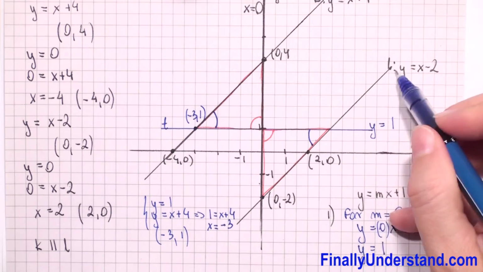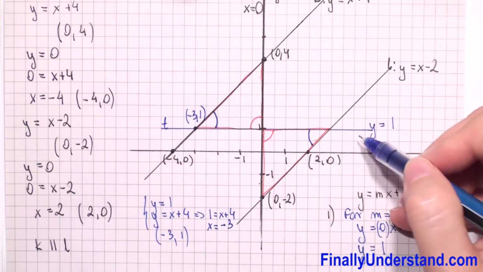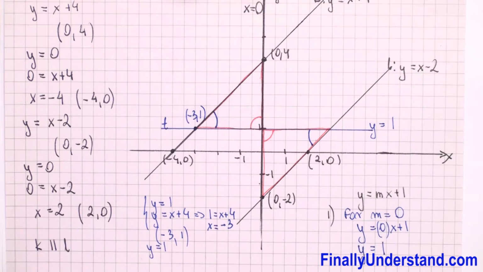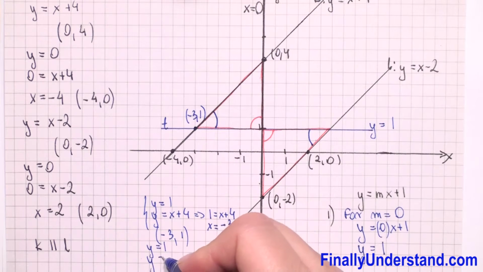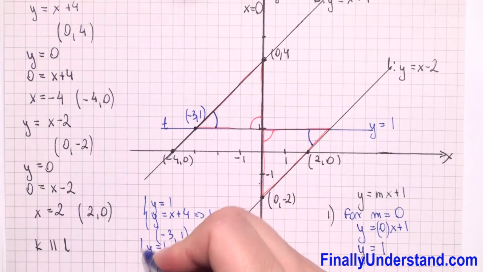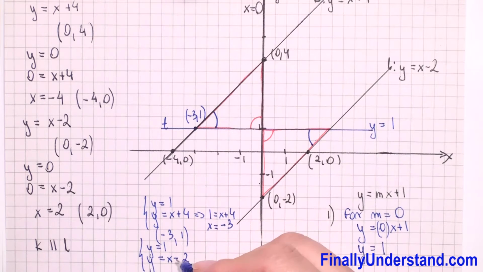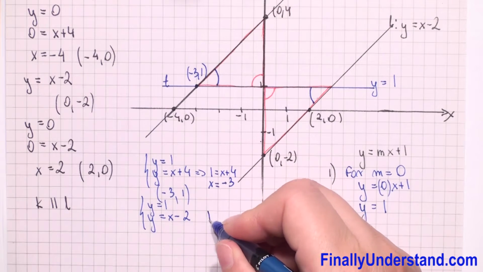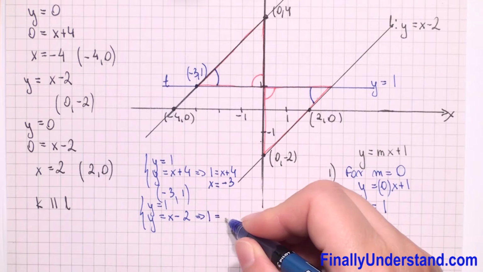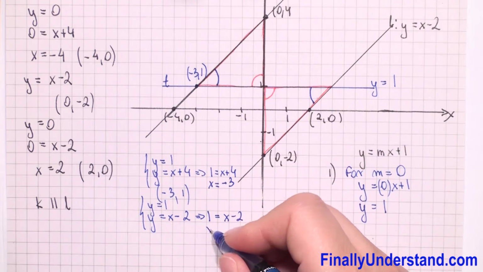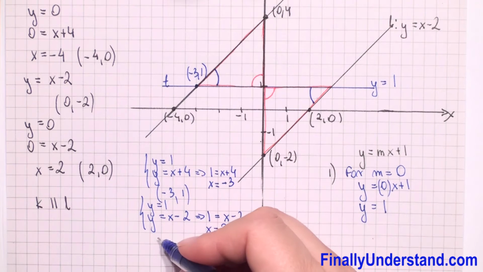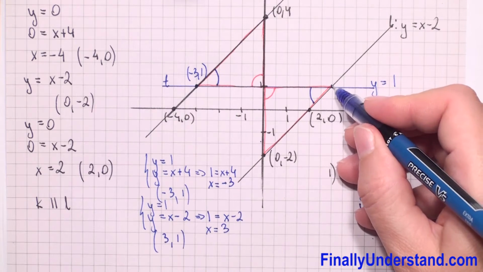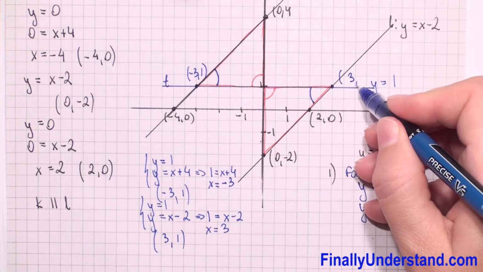And we do the same for the L line. For y equals 1, we have y is equal to x minus 2. So we substitute y by 1 in the second equation. We have 1 is equal to x minus 2. So x is equal to 3. So we have the point (3, 1). This is our point (3, 1).